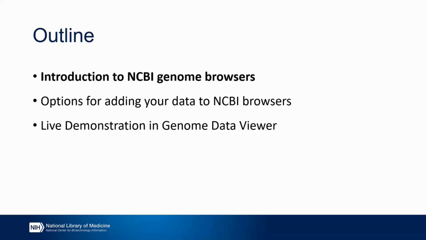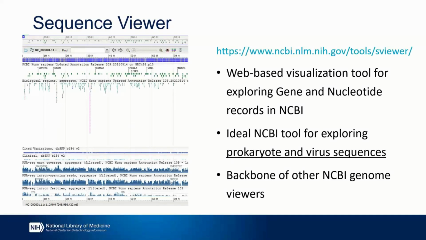So we'll kick it off by talking about which kind of tools NCBI can offer for you. The first one today is called the Sequence Viewer. Sometimes we just abbreviate that as SV. The Sequence Viewer is a web-based visualization tool that lets you investigate different gene and nucleotide records stored at NCBI. And although you can view almost any record in gene or nucleotide using the Sequence Viewer, this tool is really the best option for those of you that are interested in visualizing bacterial, viral, or archaeal sequences.